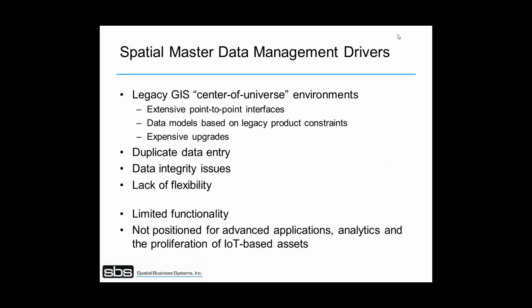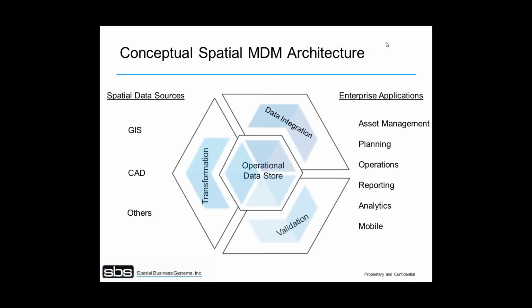Okay, so next slide here is just looking at the conceptual architecture of a spatially enabled master data management system. And this isn't necessarily that different from any MDM architecture. But in the case of spatial, you're going to be coming in from different data sources of GIS, CAD, others. It could be mobile applications or other sources of spatial information. And ultimately, those then get transformed and they reside in a master repository, which is referred to as an operational data store. And we'll be getting into the architecture of the operational data store in just a bit.